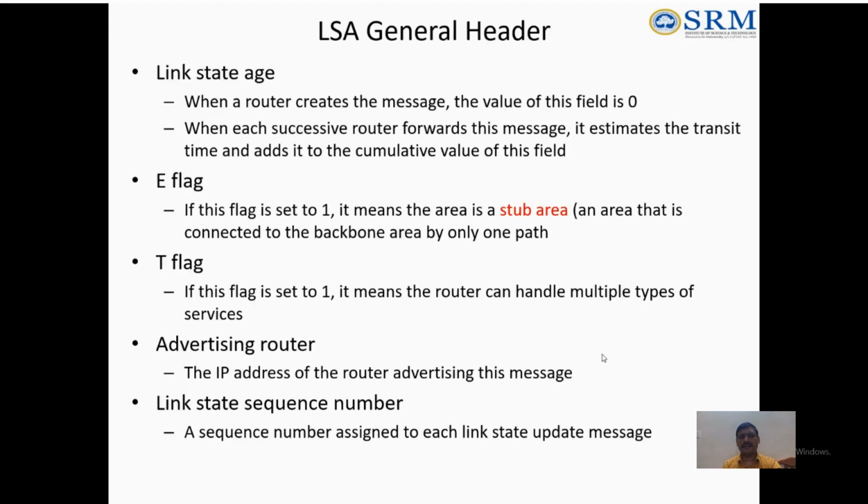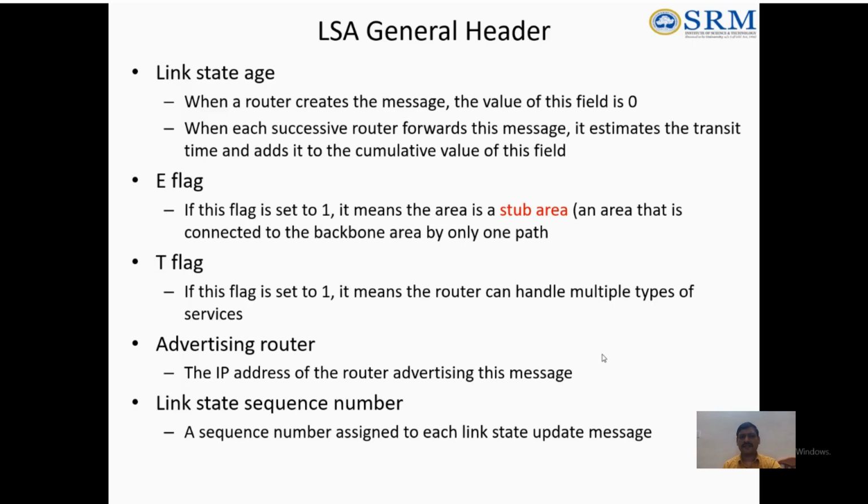Link state age. When a router creates a message, the value of the field is 0. When each successive router forwards this message, it estimates the transit time and adds its cumulative value to the field. So initially the value will be 0. Once I am passing from one router to the next router, the age of this acknowledgement packet will increase. We may not know how many intermediate hops will be available, so based on the intermediate hops, the age of the link state acknowledgement will increase.